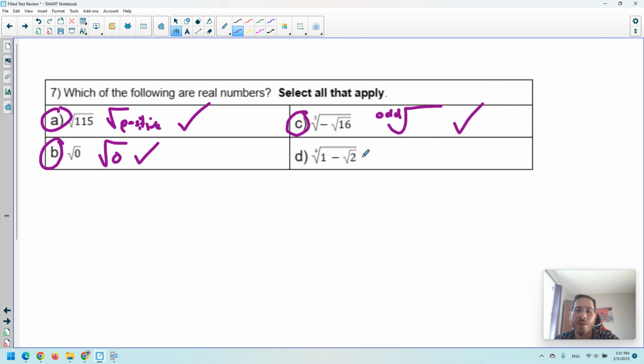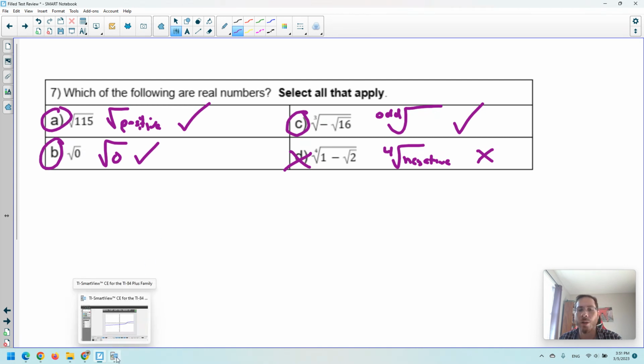We have 1 minus the square root of 2. Well, the square root of 2 is bigger than 1. So this ends up being the 4th root of a negative. And since we're going for real numbers, we don't want any i's or anything. We can't pick D. D doesn't work out. That one just won't work.